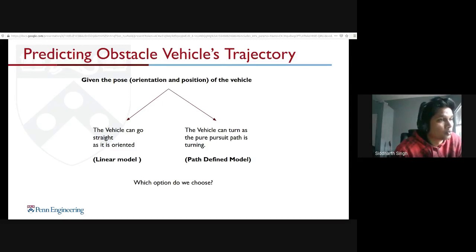So my question is, which of these options should we choose? Should we assume, when we see the vehicle, that it is oriented in this particular direction and hence will go straight ahead? Or do we assume that it will turn and try to follow the pure pursuit path? If my pure pursuit path is like this and my vehicle is like this, will it go straight or will it try to go towards the pure pursuit path? Which option do you think we should choose? You can have a vote if you want, but it will be good to hear what people think. Which option should we choose? Anybody?